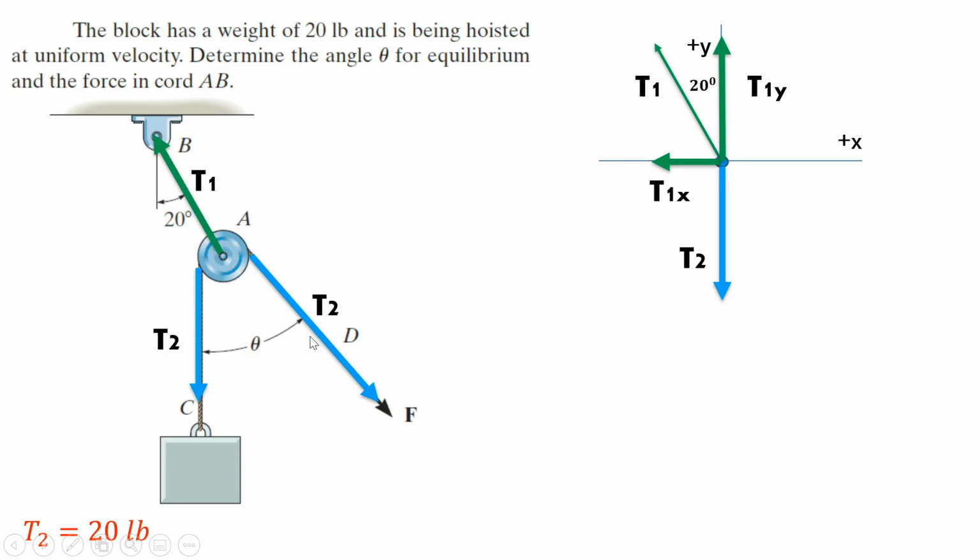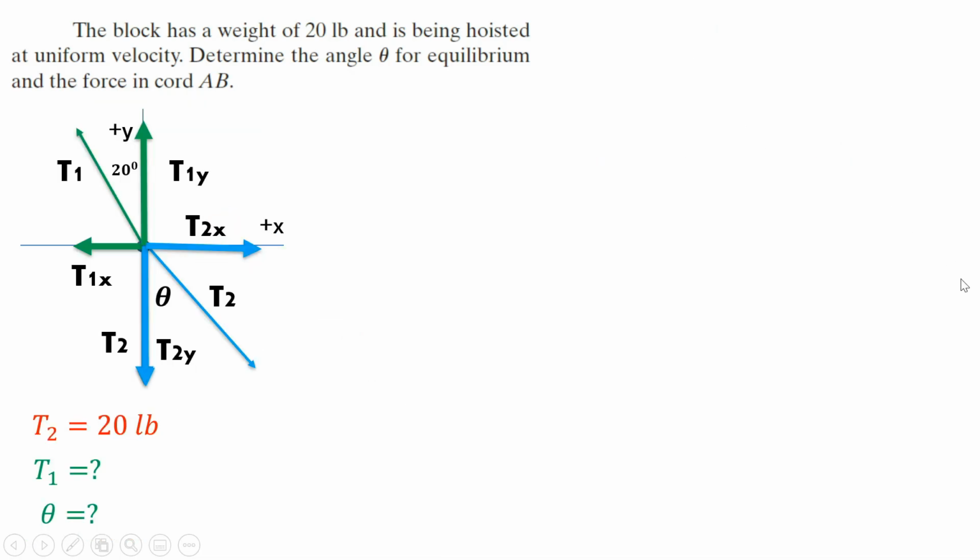Now for T2, T2x is going to positive x, and T2y is a negative y. So this is our free body diagram, which shows the forces acting on the pulley. From here, we can identify that there are 2 forces along x and 3 forces along y. We already know T2. We are going to identify T1 and theta.